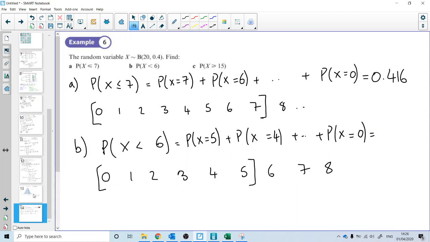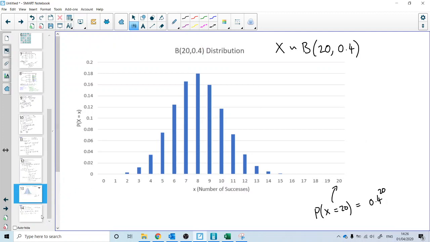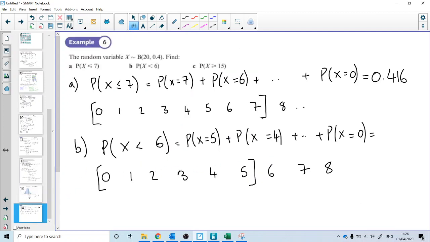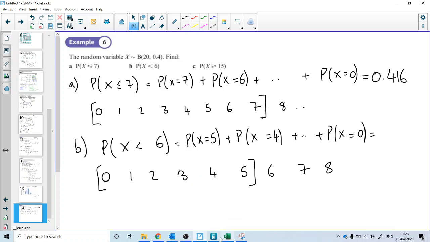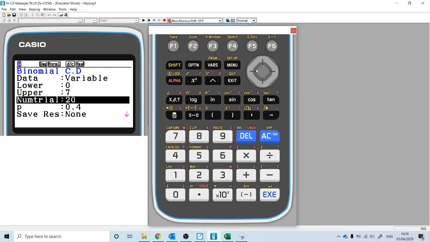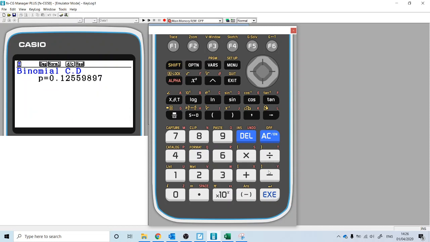If you were to see this on a bar chart, then that would be equivalent to saying we want to add up the probabilities on the bar 5 and all the way to the left of 5, all of these probabilities down to this bar of 0, and work out what's the probability in this region of our bar chart. Well, again, we're going to use our calculators. This time we're going to just set our upper as 5 because we want to only go up to 5 and include that probability. Leave number of trials and probability as 20 and 0.4, and we get 0.126.